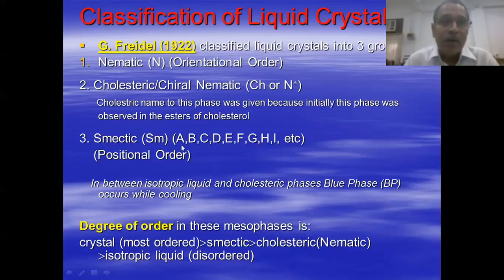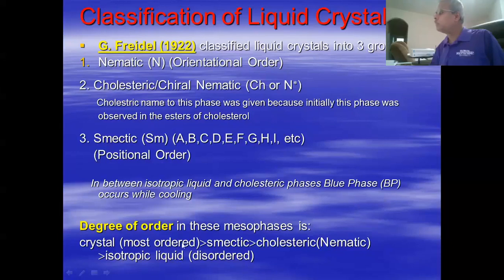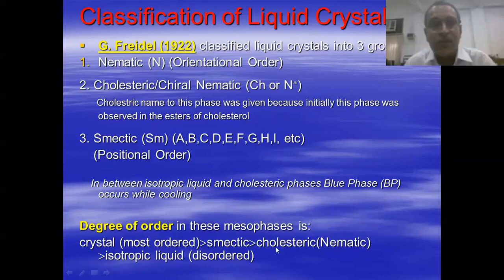And then if you talk in terms of degree of order, you can see the crystal phase is the most ordered system and the liquid phase is the most disordered system. In between, the smectic liquid crystalline phase is just below the crystal phase, then you have cholesteric and then nematic and then isotropic.